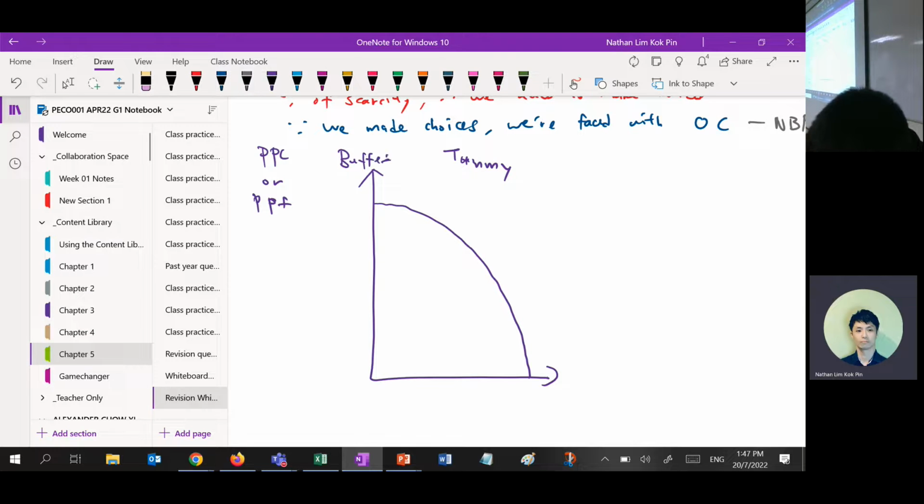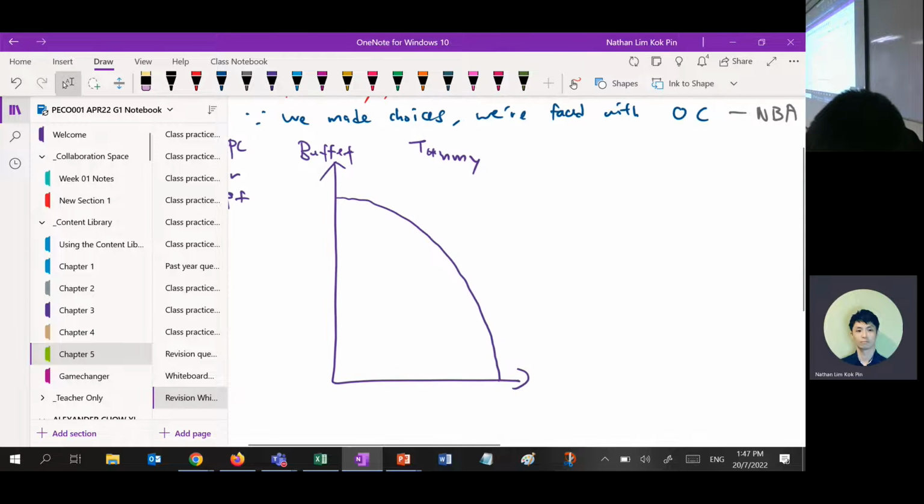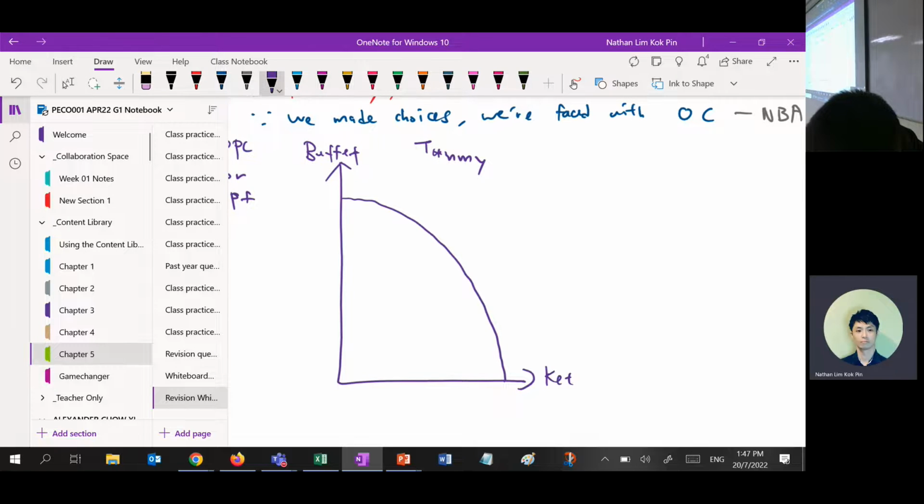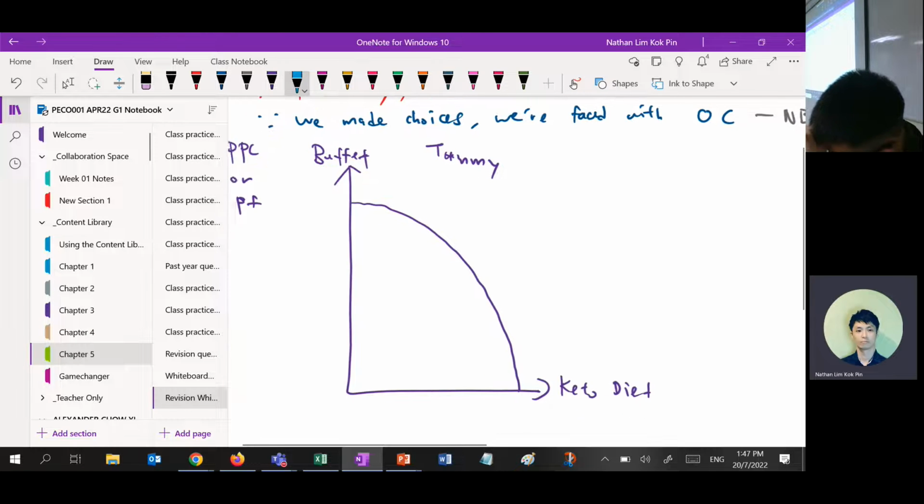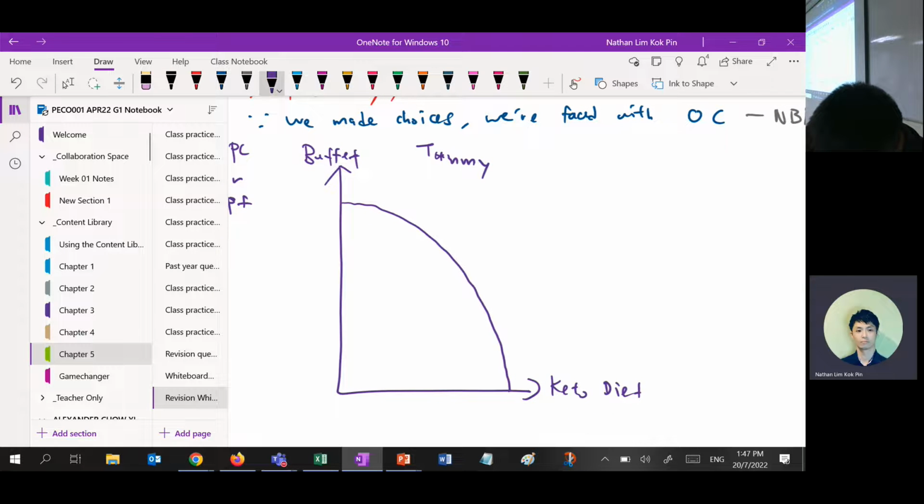Tummy can also choose to have keto diet. Keto diet, you know keto diet? So that will be opportunity cost. If you choose to eat buffet, you cannot be on diet. If you choose diet, you cannot eat buffet, right? So there will be opportunity cost inside these choices.